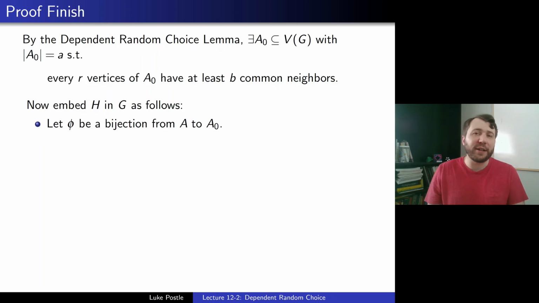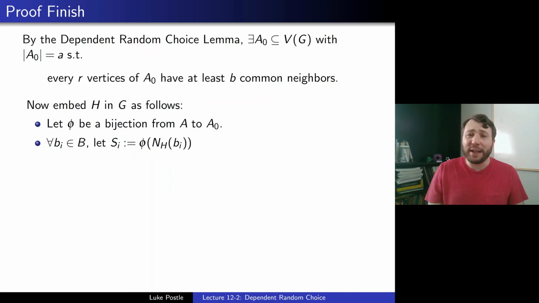Well, let phi be a bijection from A to A0. I don't really care how you do that. Really just label all of A, that one side, with names, label A0, take an arbitrary bijection. So we just embed them. It's an independent set, so there's nothing really to do yet. Now we have to embed the B side. So how do we do that?